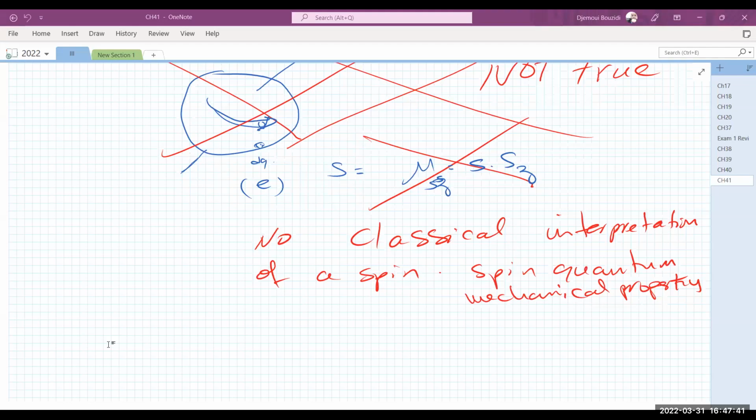So let me share the screen to discuss an important point related to the pretest question, and then we continue with our discussion.